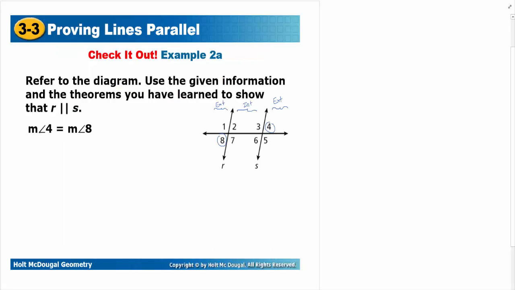So they're telling me the measures are equal, so I know that angle 4 is congruent to angle 8, and they're alternate exterior angles. Therefore, we got that information set up. I can say that R is parallel to S by the converse of the alternate exterior angle theorem.